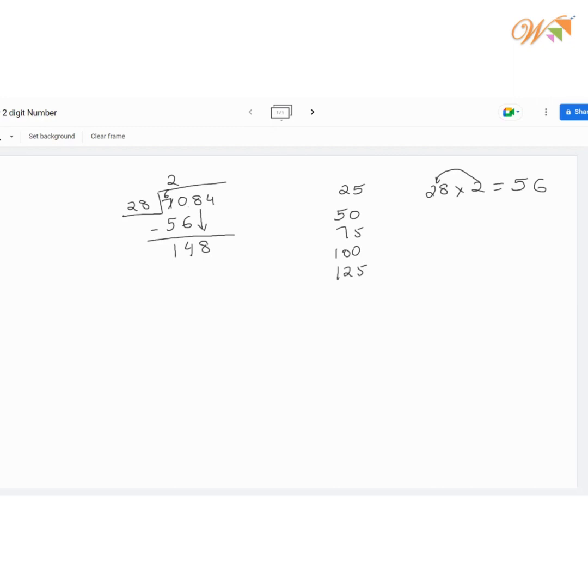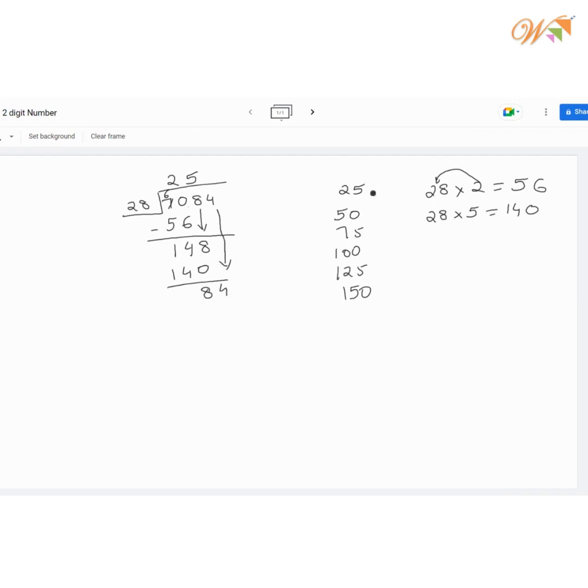Now let's think of the 25's table again. After this, we have 125, then we have 150. Now 150 is bigger than 148. If 25 times 6 is bigger, obviously 28 times 6 will be bigger. So I will not even try 28 times 6. I will try 28 times 5. 5 8s are 40. 4 in your hand, 5 2s are 10, plus 4 is 14, so 140. I will write 5 over here and I will write 140 over here. Then we get 8 and this 4 comes down.